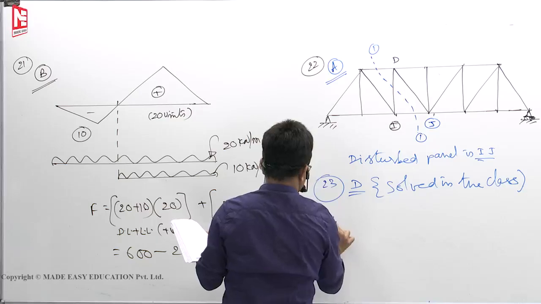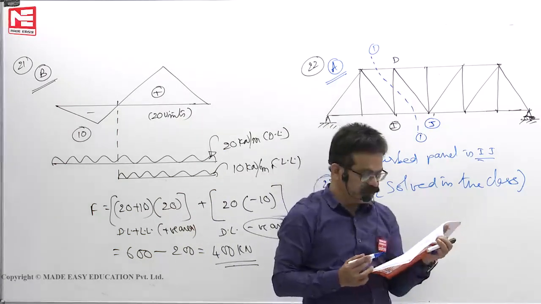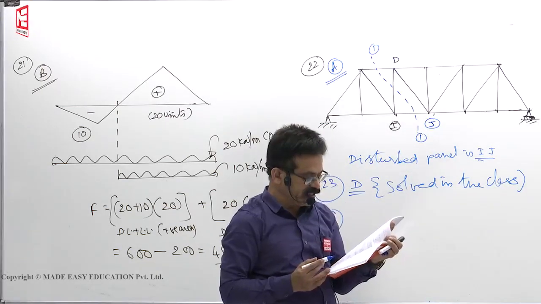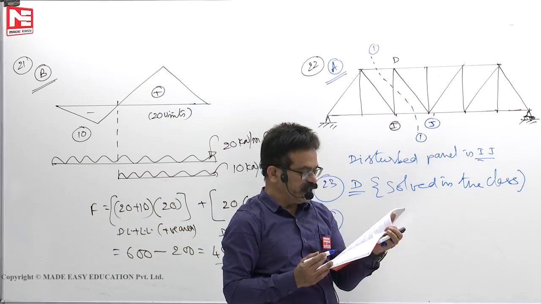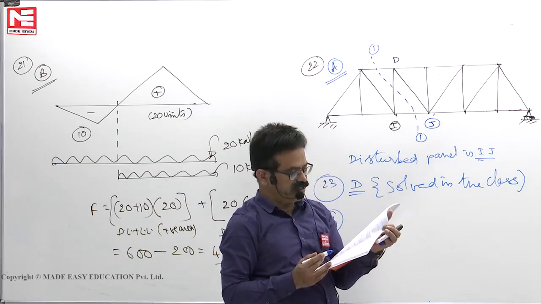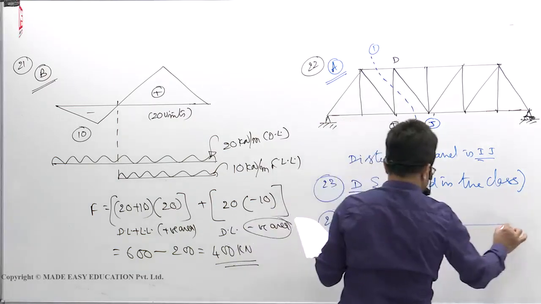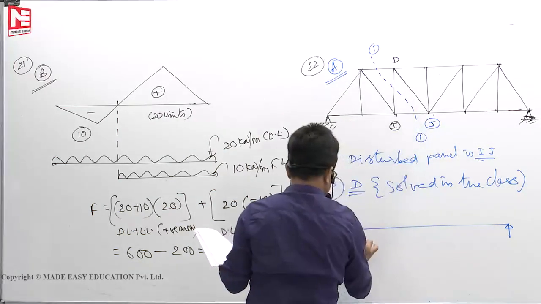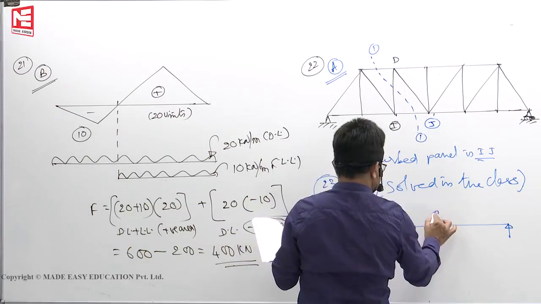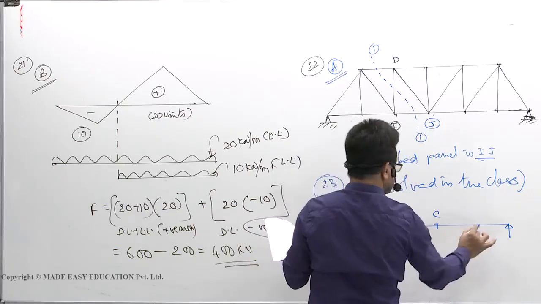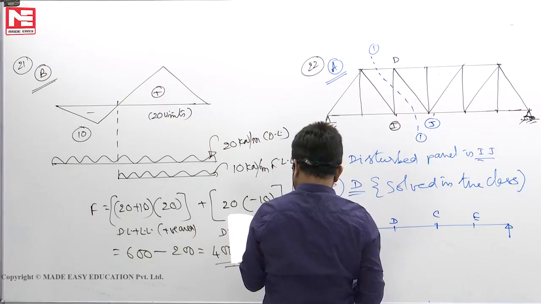Next, 24. For the simply supported beam AB shown above, which one of the following is correct for the maximum shear at the center of span for a live load longer than the span? This is the beam. This center point is C. This is D. This is E. All L by 4, L by 4 like that.